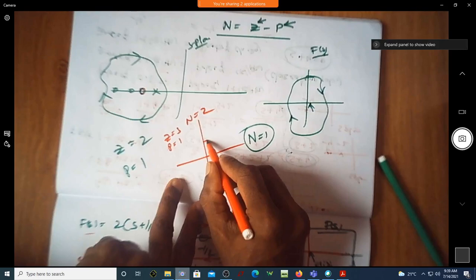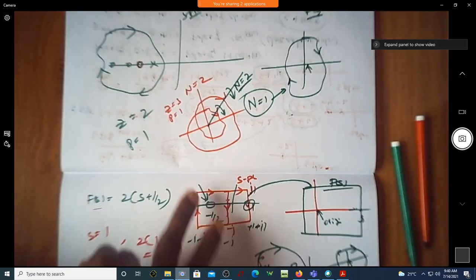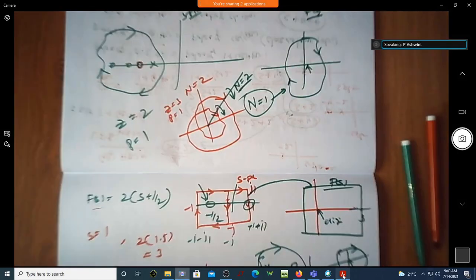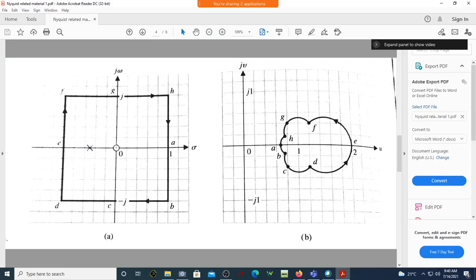Is the origin encircled twice by the contour? Yes, sir. That's what is seen here. Can you see here? Because it is 1 and 1, it is 0, it's not encircling. It's not encircling the origin. Can you see now?